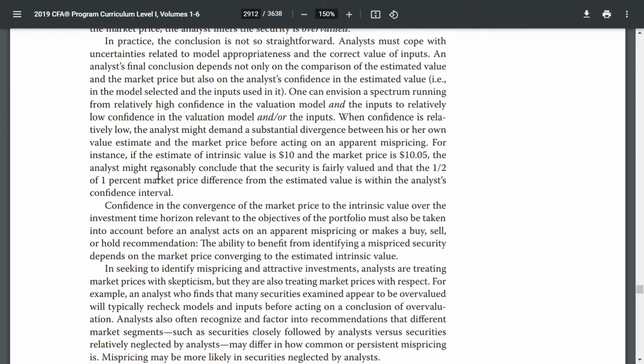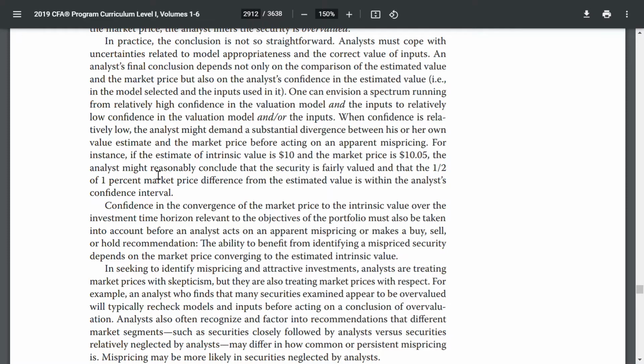And analysts' final conclusion depends not only on the comparison of the estimated value to the marketplace, but also on the analyst's confidence in the estimated value. One can envision a spectrum running from relatively high confidence in the valuation model and its inputs, to relatively low confidence in the convergence of the market price to the intrinsic value over the investment time horizon. Relevant objectives of the portfolio must also be taken into account before an analyst acts on apparent mispricing or makes a buy, sell, or hold recommendation.